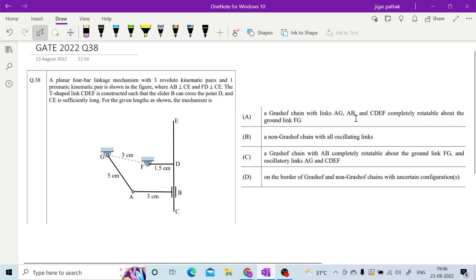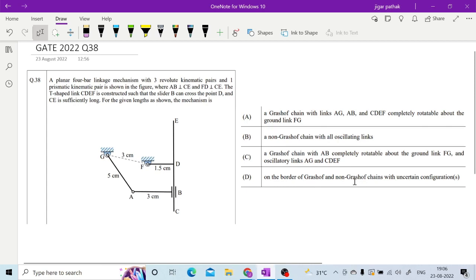with links EGAB and CDEF completely rotatable about the ground link FG. Then the second option is a non Grashof chain with all oscillating links, then a Grashof chain AB completely rotatable and oscillatory links AG and CDEF, and last is on the border of Grashof and non Grashof.